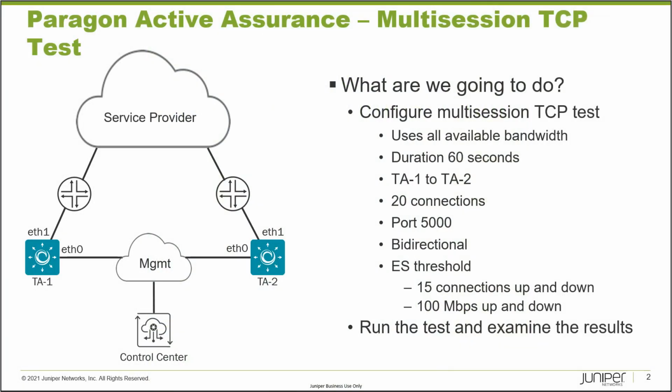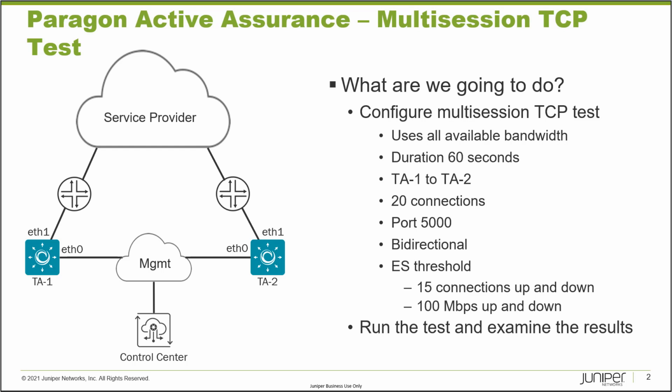All right, so here in the topology for our Learning Byte, we have a few different devices I want to talk about. First, we have the test agents, TA1 and TA2. With those test agents, they use ETH0 to connect to the management network, which then connects to the control center. And then ETH1 connects into the service provider core network, and we'll be using that interface to run our tests across.